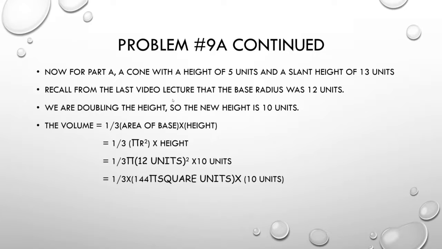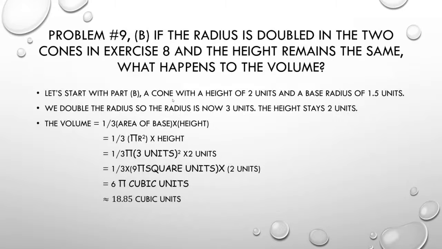So we get 1/3 times 144 pi square units times 10 units. That gives us 480 pi cubic units, or approximately 1,507.96 cubic units.